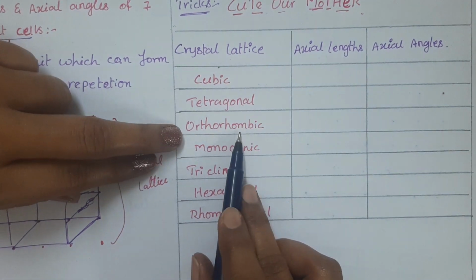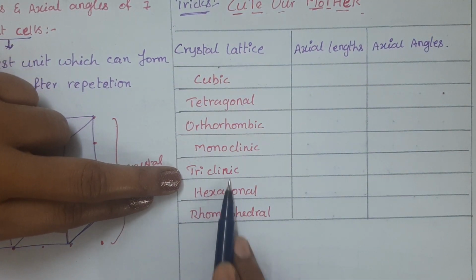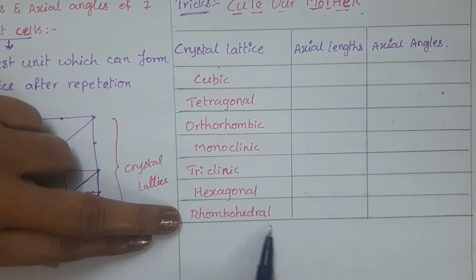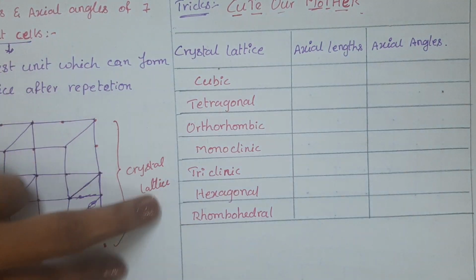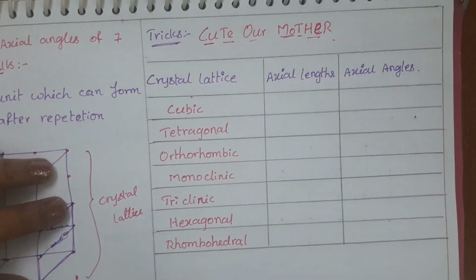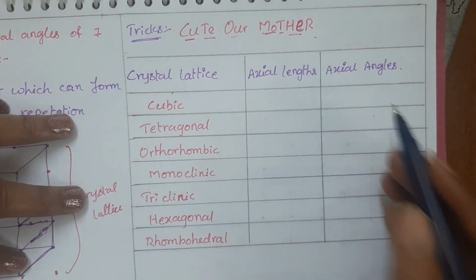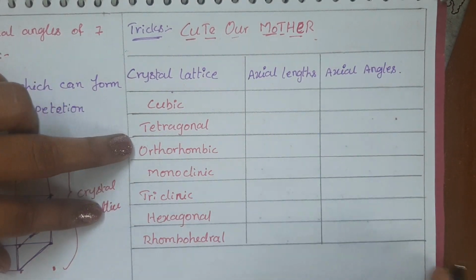Cubic, tetragonal, orthorhombic, monoclinic, triclinic, hexagonal, rhombohedral. So these are the 7 primitive unit cells. Now let us see how we can write the axial lengths and axial angles for these primitive unit cells.